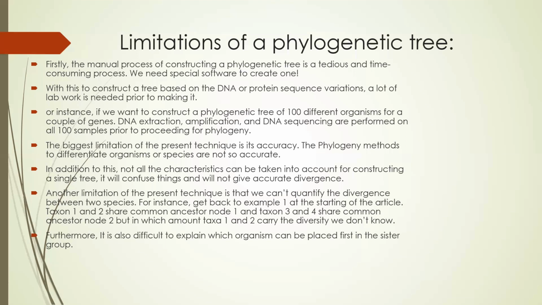Another limitation of the present technique is that we cannot quantify the divergence between two species. For instance, going back to example 1, starting with taxon 1 and sharing it with the common ancestor node of taxon 1 and taxon 3 for common ancestor node 2, we don't know how much divergence each taxon carries. Further, it is also difficult to explain which organism can be placed first in the sister group.